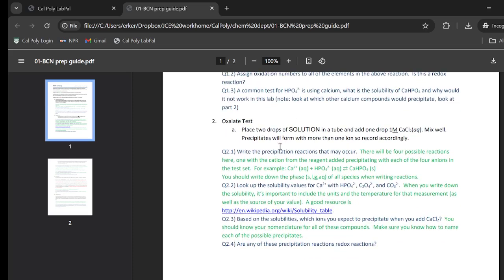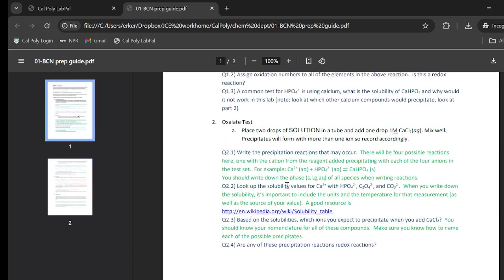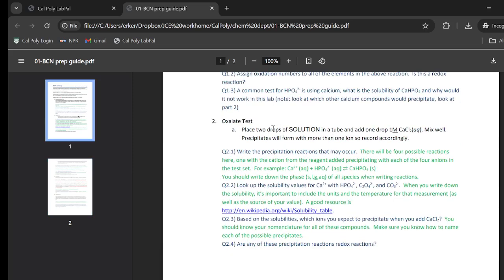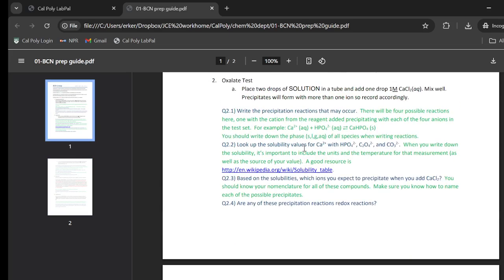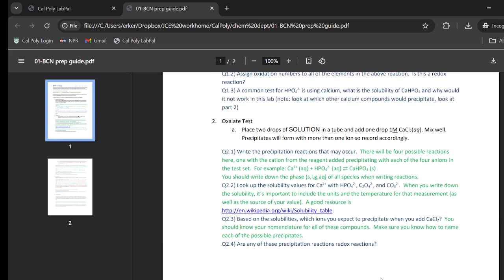Here, the oxalate test is broken into 2 parts, part A and part B. Part A, we're just taking our test solution, which is, again, a series of things. We're adding calcium chloride and we're mixing. That's it. After we do that mixing, we've got some things to think about and some reactions to write down, some questions to answer. Precipitation reactions, solubility values. Here's a suggestion of where to look them up.